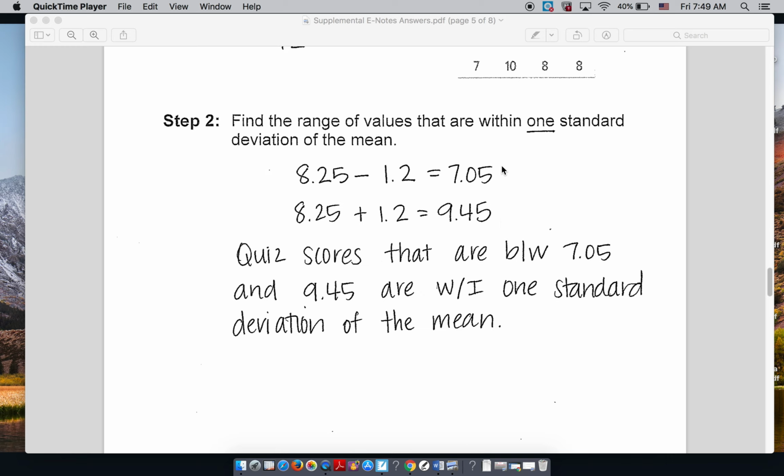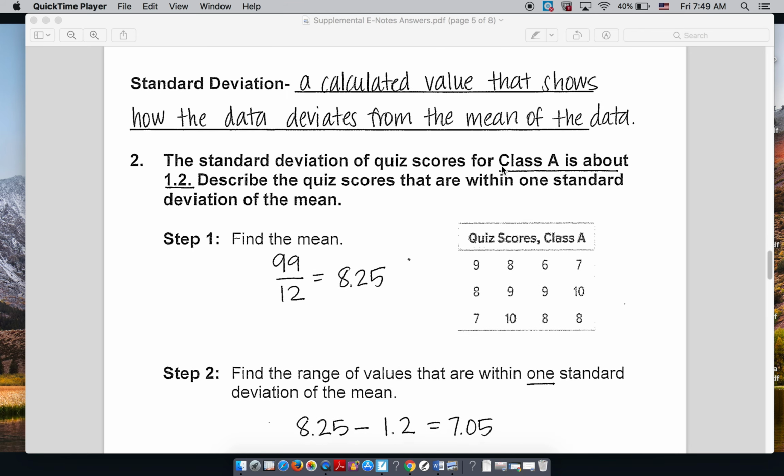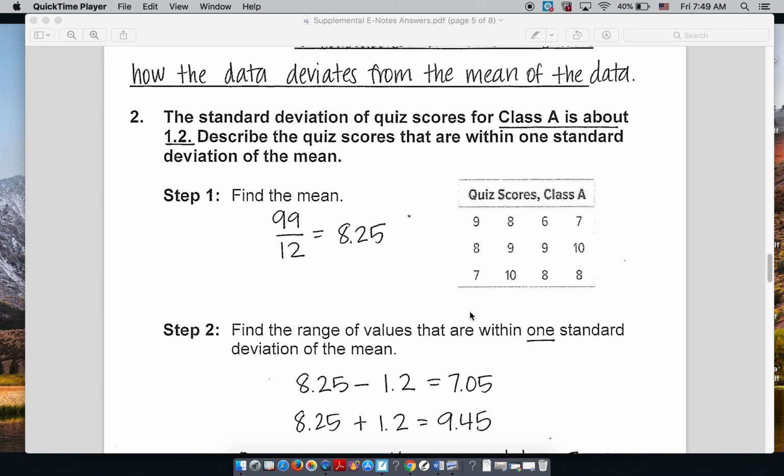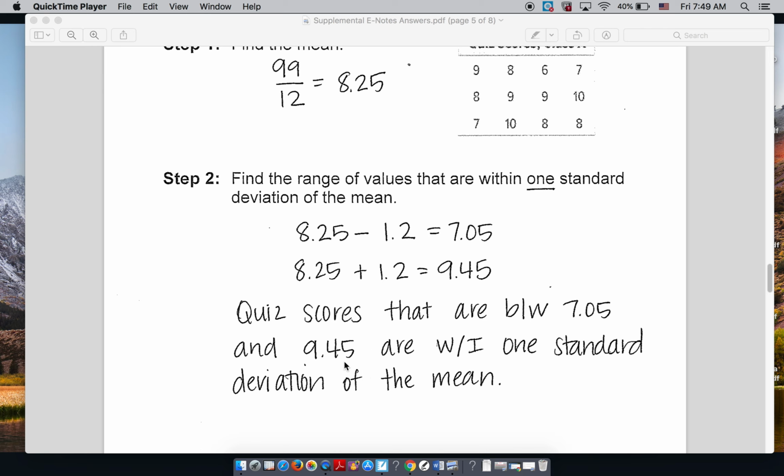And that concludes our lesson for today. So I know, again, you didn't have the second part, but the part you needed to understand was what the definition of standard deviation is, and then how I would describe a data set that's within 1 standard deviation. And a description would simply be taking plus or minus 1 standard deviation from the mean and giving someone the range of what it would be.